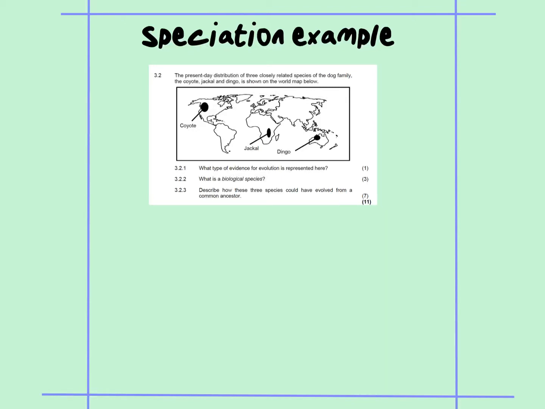Speciation is another one of those questions where you can learn almost a memo answer and then just tailor it to the example that they've given you. So when we look at speciation, we normally talk about this process called allopatric speciation. What allopatric speciation is, it's when a population becomes separated by a geographic barrier. That geographic barrier might be the mountain, it might be the sea, etc.